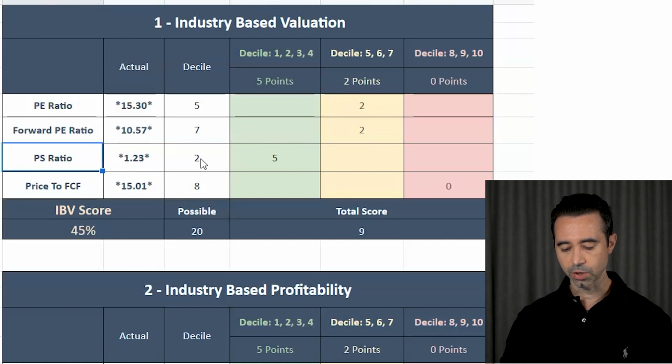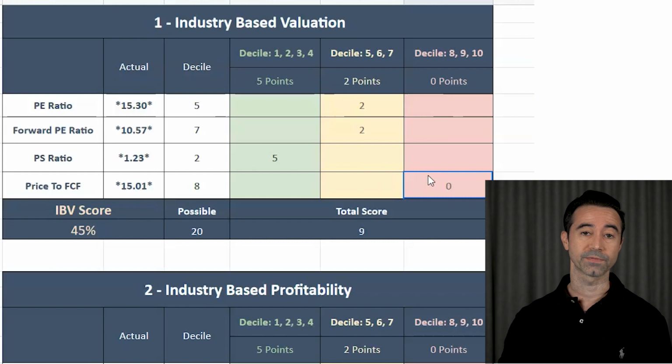Price to sales ratio is actually pretty good for the industry, 1.23, and that is in the 2nd decile, so that is good. And then the price to free cash flow is 15.01. That is an 8, so that's not very good. So it's kind of expensive in terms of cash flow.